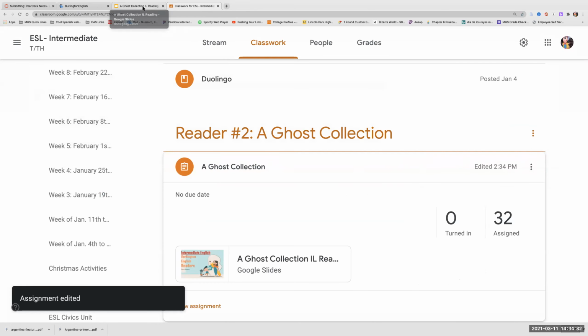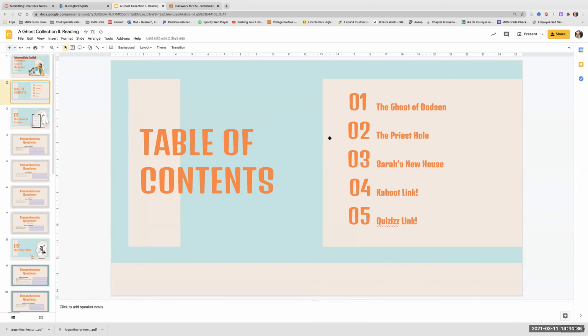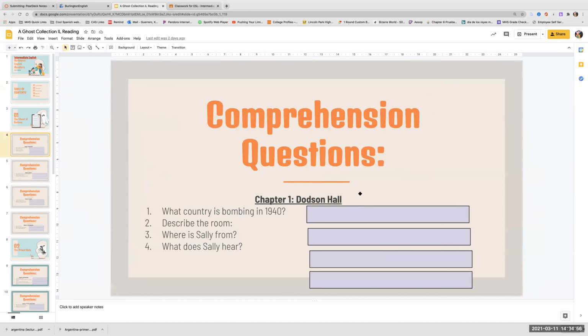So going to our presentation, we have 3 stories in this book. Story number 1 is The Ghost of Dodson. Story number 2 is The Priest Hole. Story number 3 is Sarah's New House. So let's go ahead and get started. We want to make sure that we start with story number 1, The Ghost of Dodson. Once we're done listening to chapter 1, we'll come back to the questions for chapter 1.